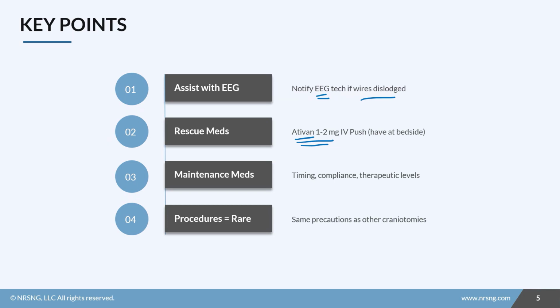But if that's not allowed at your facility, at least make sure that the patient has a PRN order for Ativan. The last thing that you want is to be having to call the doctor for an order when the patient starts to have a seizure. So at least if you have a PRN order, you can get it out of the med room.